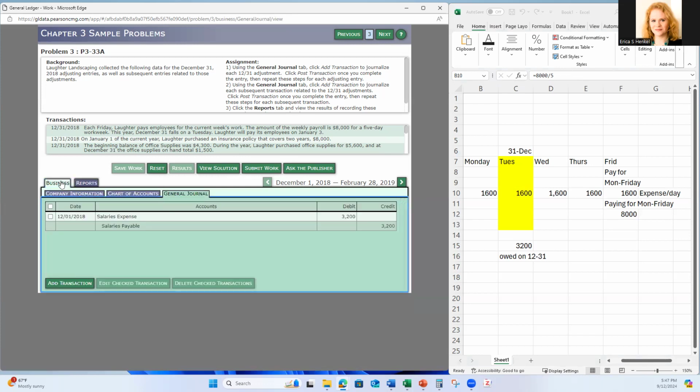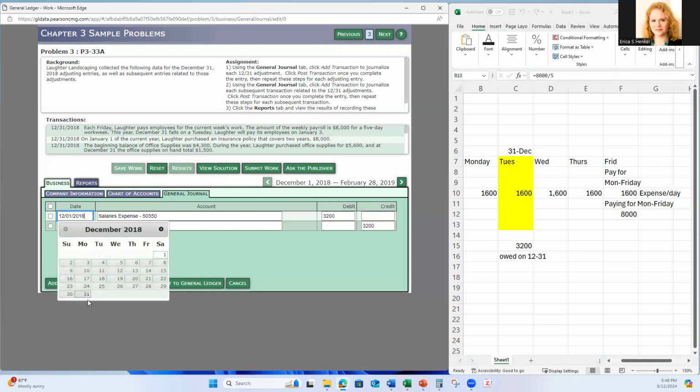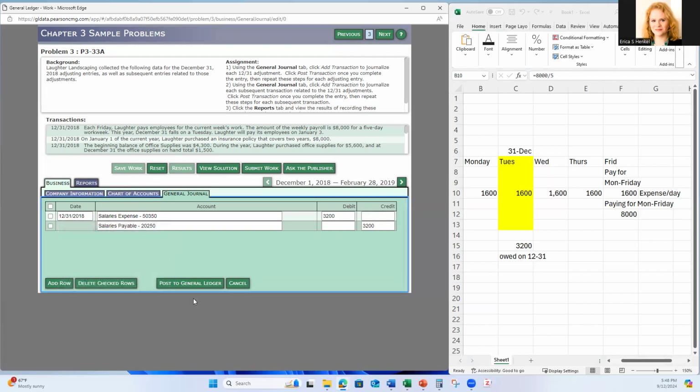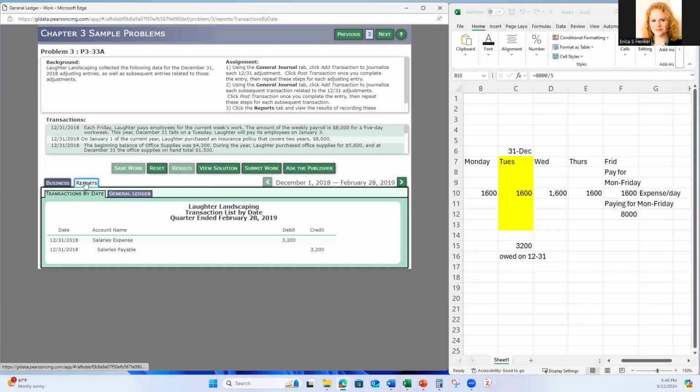All right, so going back to our business tab here, the next transaction that we need to record is going to be on January 1st of the current year. Laughter purchased an insurance policy that covers 2 years, $8,000. Oh, shoot, let's see. Did I record the wrong date on there? I did. So I'm going to click on that, click Edit Transaction, fix that date to be December 31st and repost that. Okay, so now if I go back here, I've got the correct date on here.